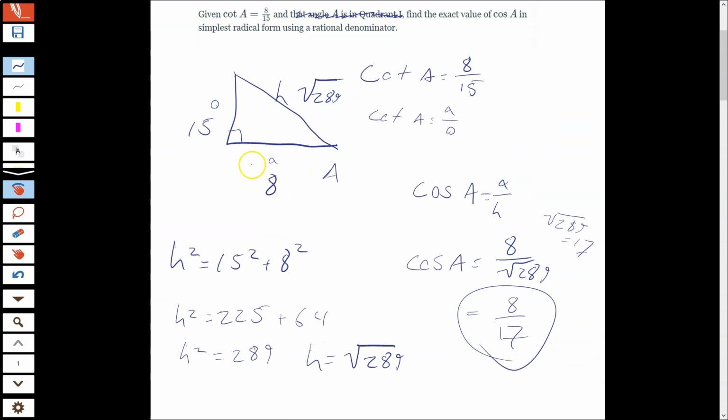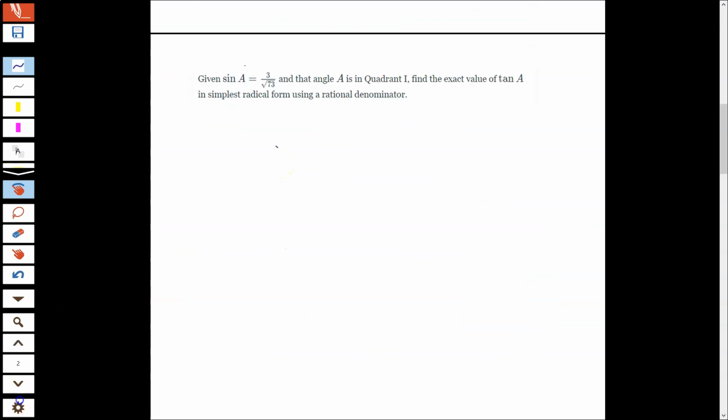So your steps here, I guess I'll give you steps at the end. But your steps is to draw the triangle, label based on what you're given, find the missing side, and then find your ratio. Okay, we'll do one more example like this. All right. So here, same thing, different trig ratios.